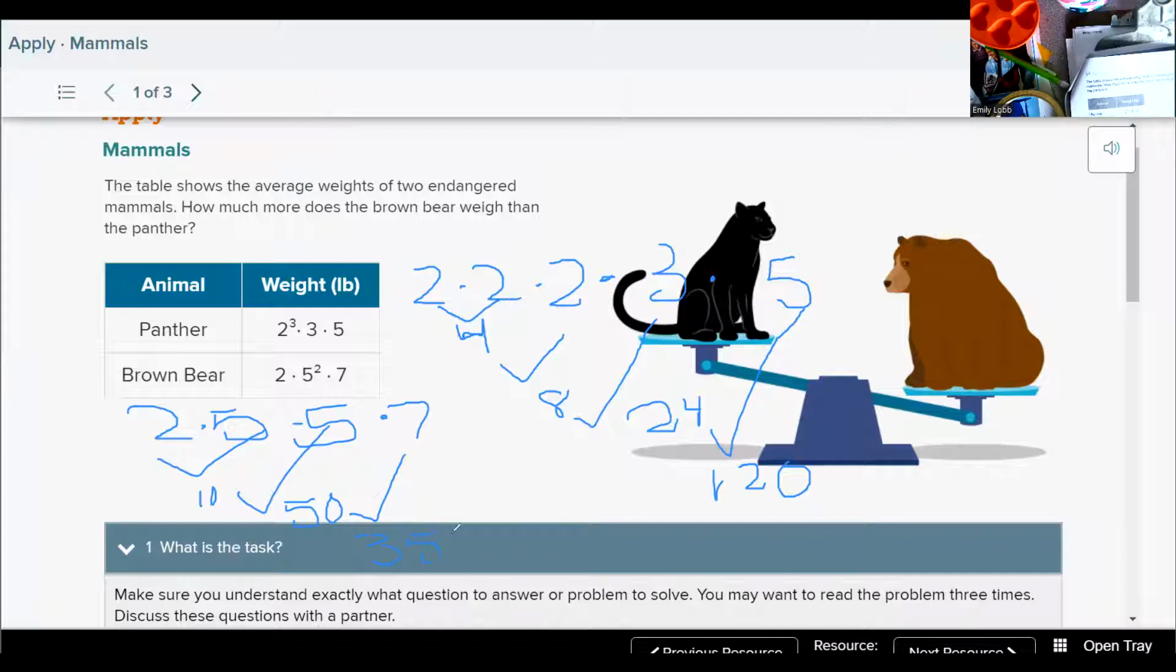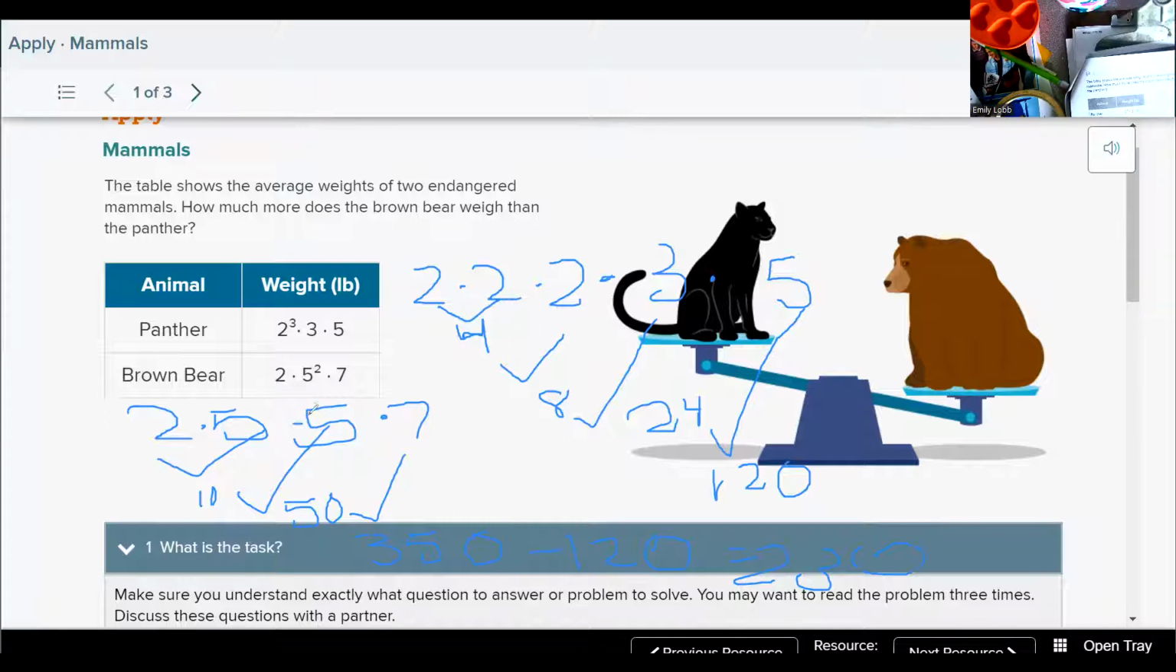Now, we said we were going to say the brown bear minus the panther. All right, I have 0 minus 0 for my 1s. I have 5 minus 2 for my 10s and 3 minus 1. Good. So 230 pounds.